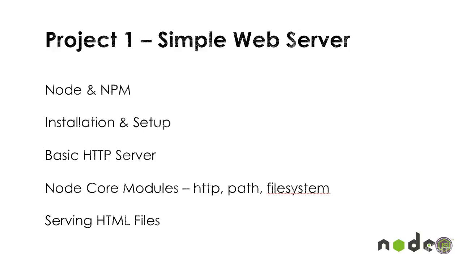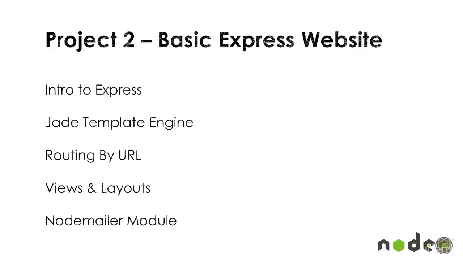and just summarize them. Project 1, the simple web server, was obviously where we first dealt with Node and NPM. We installed Node.js. We created a basic HTTP server, and we looked at some of the core Node modules like HTTP, path, and file system, and we also made it so we could serve HTML files.